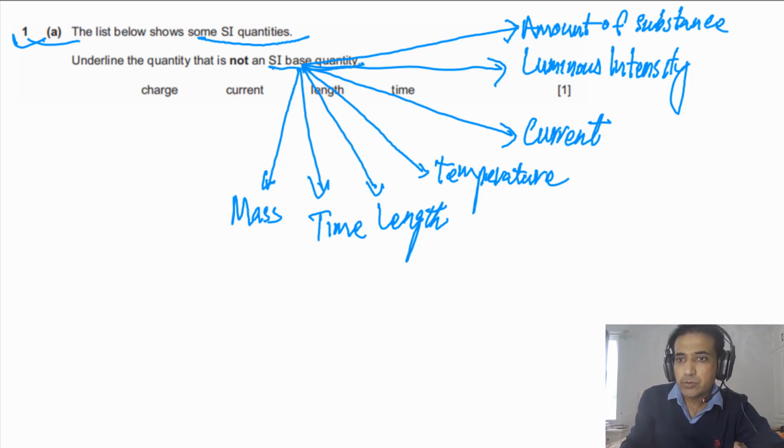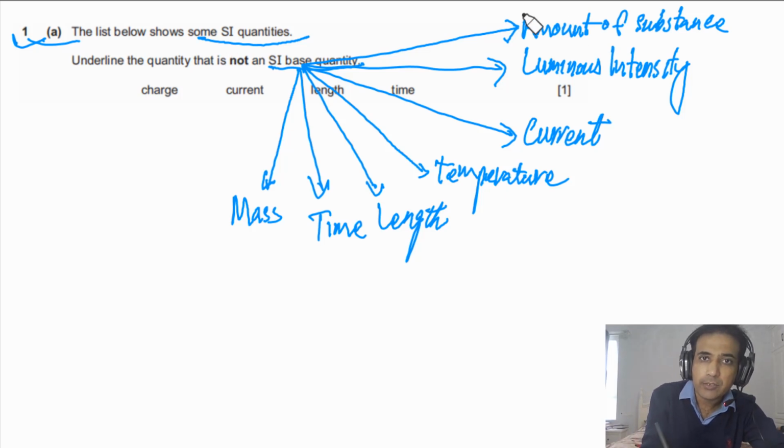Now we need to figure out which one is not part of these 7 quantities. Time, this is an SI base quantity. Length, it is an SI base quantity. Current, this is an SI base quantity. But charge is not. So simply you need to underline charge.